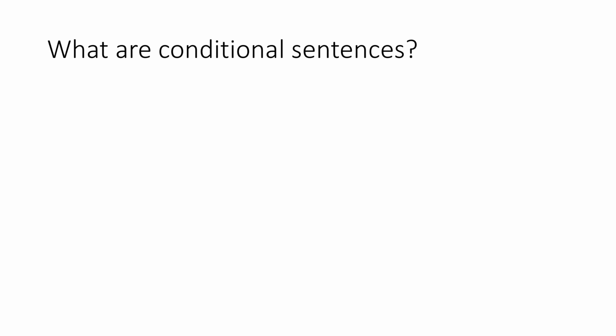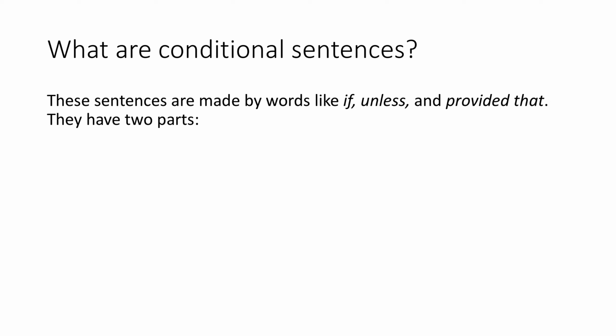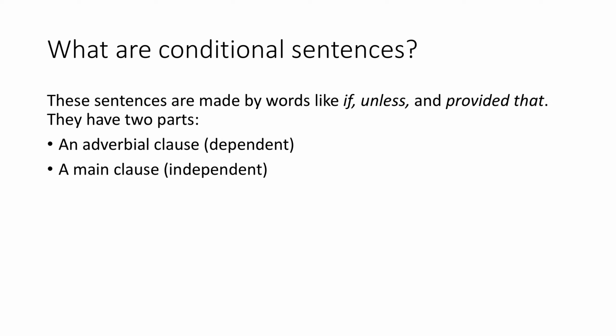So, what are conditional sentences? These are sentences that are made by words like if, unless, and provided that. And they have two parts. The first part is an adverbial clause or a dependent clause. If you don't know what that is, you can watch my video about adverbial clauses. But basically, adverbial clauses are dependent clauses that attach themselves to a main clause, and they explain the verb in the main clause. They add information to that verb. And then we have a main clause, which is an independent clause.